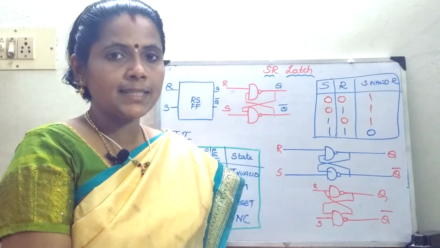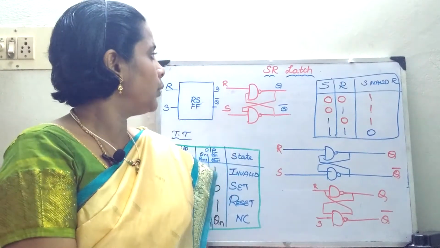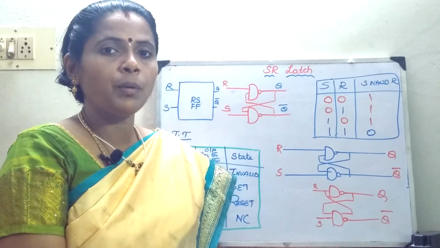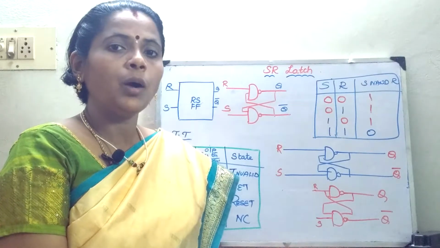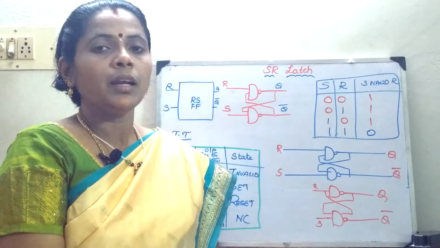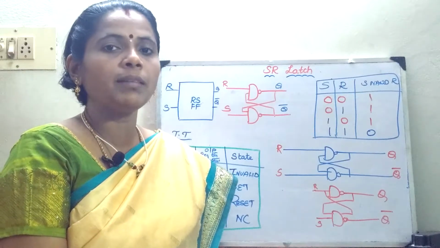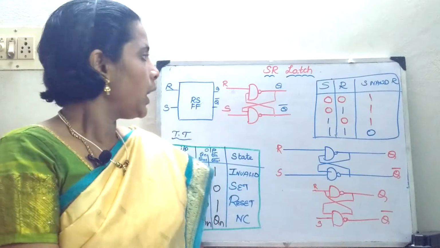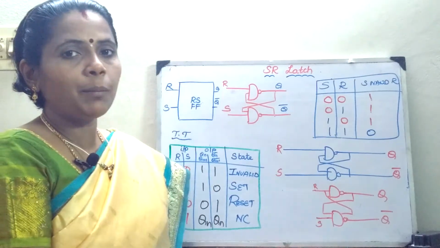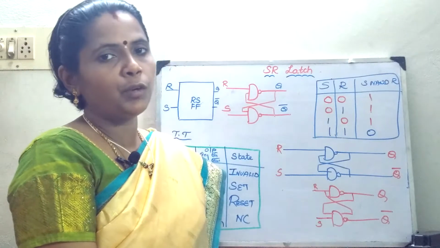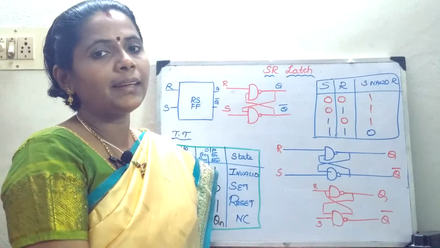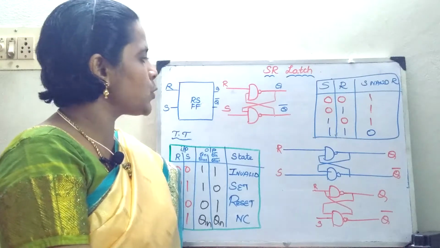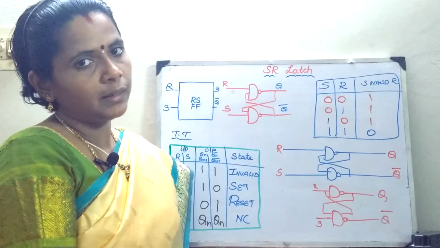In the earlier session, we have seen the working of the SR flip-flop using cross-coupled NOR gates, and how to derive the characteristic table, excitation table, and the characteristic equation. In today's class, we will see about the gated flip-flops, or gated latches like the SR latch. So now we will analyze using a cross-coupled NAND gate.